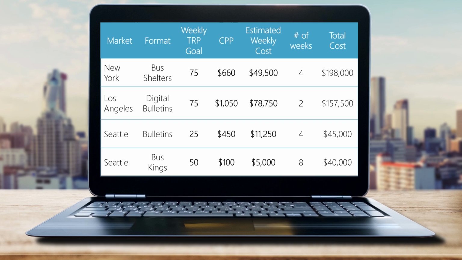The chart shows a few markets with various formats along with goal weight levels as reflected by the weekly TRP goal column. Using CPPs per market and by format, we can determine how much it will cost to buy those TRPs based on averages. As an industry, out-of-home is still growing in its use of CPPs, and we can expect this concept to continue to gain traction.